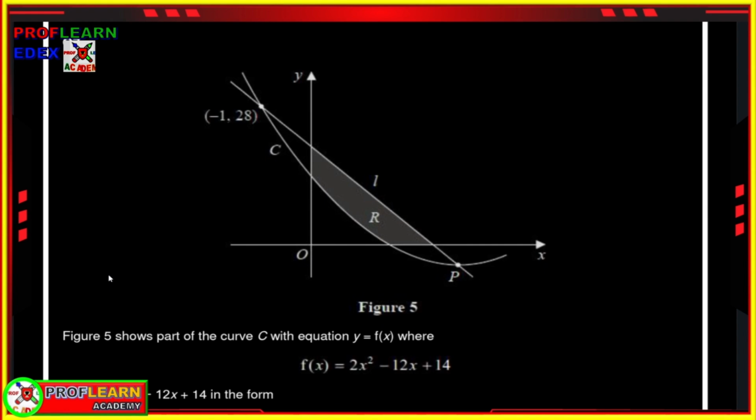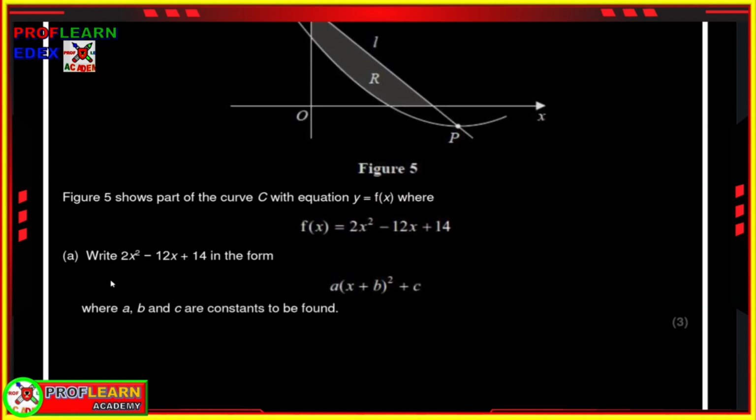Inequalities are also another area that you need to remember. Let's look at the figure which shows part of curve C with the equation y equals f of x, and f of x is given as 2x squared minus 12x plus 14. Now we are supposed to write it in the form a(x plus b) squared plus c, right?